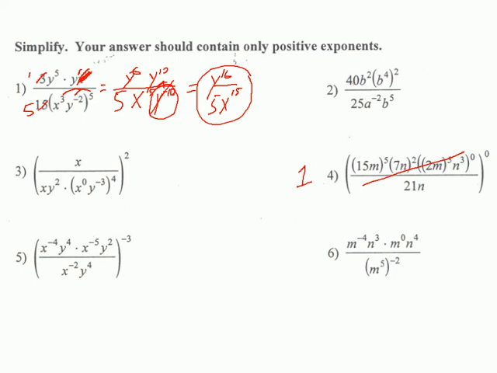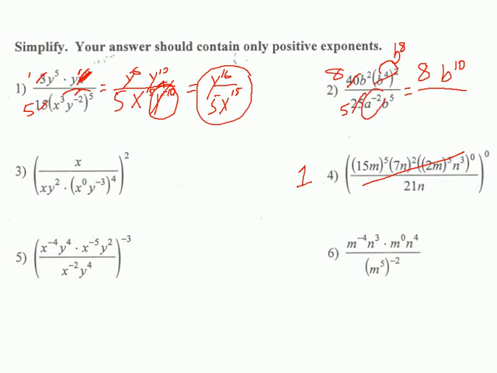All right, next one. 5 goes into 40 8 times. 5 goes into 25 5 times. And let's see, we've got to apply this to the b to the 4th, so I'm going to multiply, and that's b to the 8th. Sorry, it's getting a little messy here. I've got a b to the 2nd and a b to the 8th. So on top, I'm going to have 8b to the 10th.